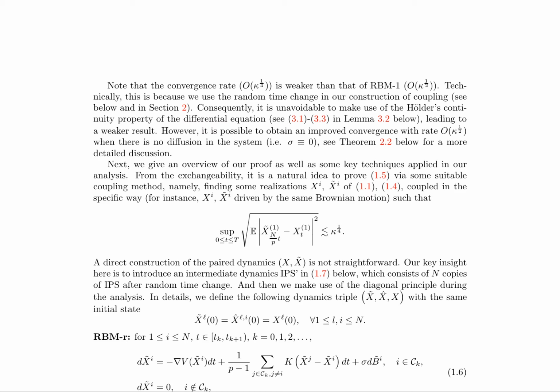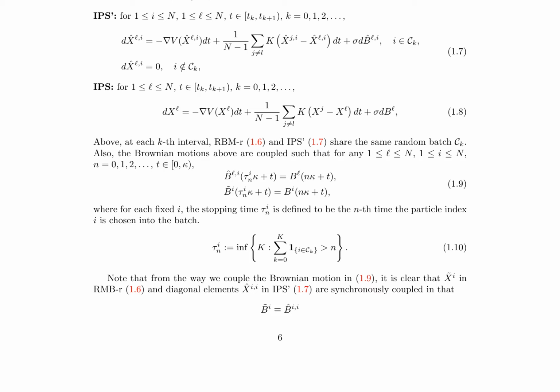The analysis is based on the exchangeability of the particle system, allowing for the use of a coupling method to prove the convergence result. The authors define an intermediate dynamics IPS, and utilize the diagonal principle to couple the Brownian motions in a specific way.